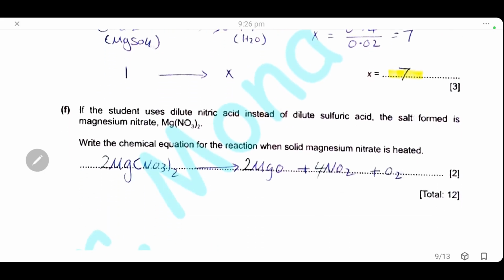If the student uses dilute nitric acid instead of dilute sulfuric acid, the salt formed is magnesium nitrate. Write a chemical equation for the reaction when solid magnesium nitrate is heated. Heating magnesium nitrate, the nitrate will decompose into magnesium oxide, nitrogen dioxide, and oxygen. Again, this equation is for 2 marks, so 1 mark will be for balancing the equation.